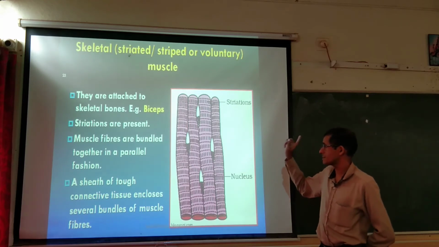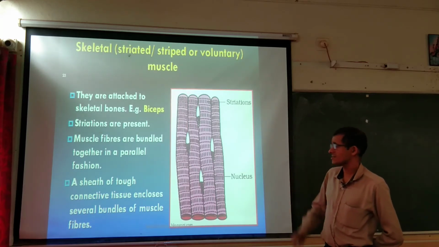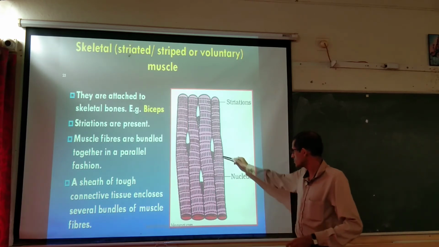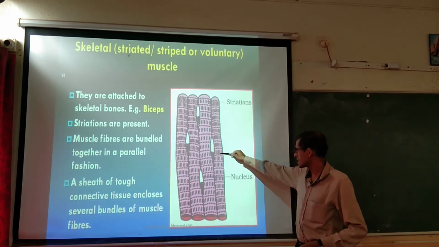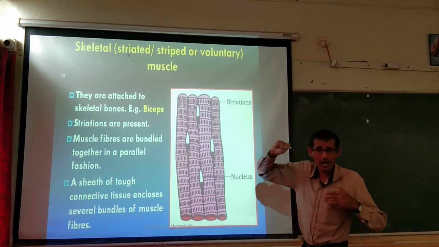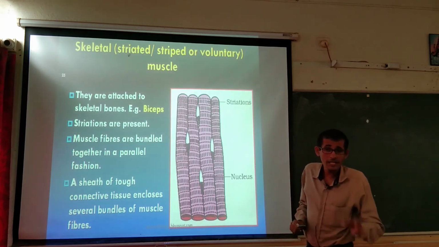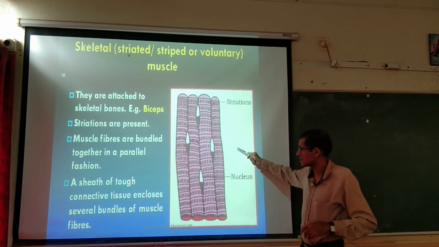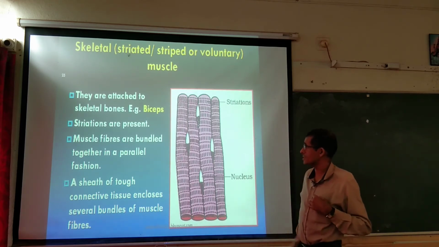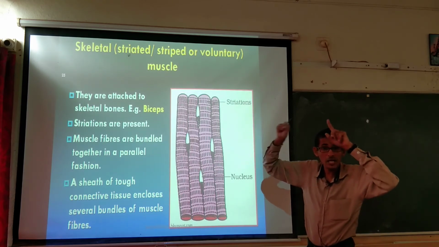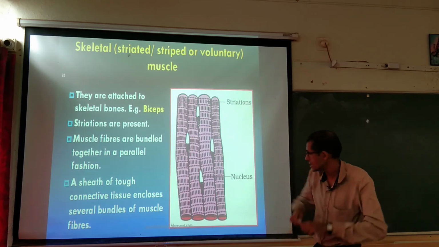So an example is a biceps, and striations are present. Striations means markings. See here the striations: this is a dark striation, light striation, dark, light. So we call them alternate dark and light bands. Alternate dark and light bands are there. So striations are present, so it is called striated or striped. Strips are there, dark strip, light strip, dark strip, light strip.